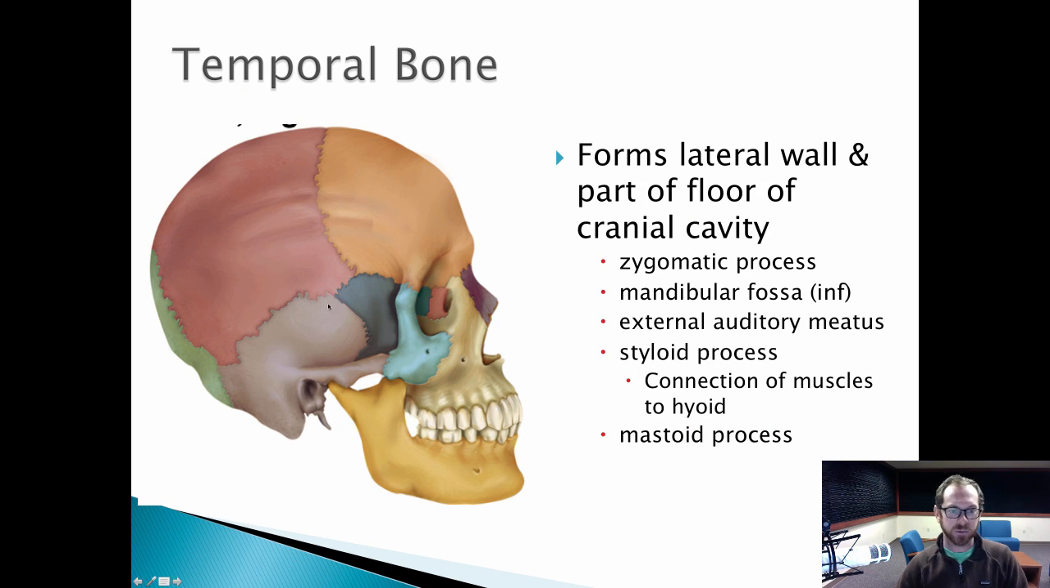Next is our temporal bone, and there are a bunch of features that we want you to know, so we're going to highlight these now. First of which is the zygomatic process, which is indicated here. We also have the mandibular fossa, which is inferior. We'll highlight that on a different slide.